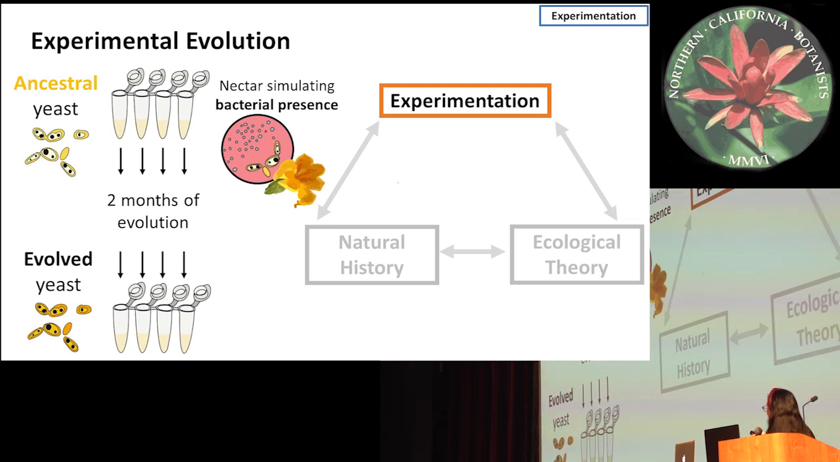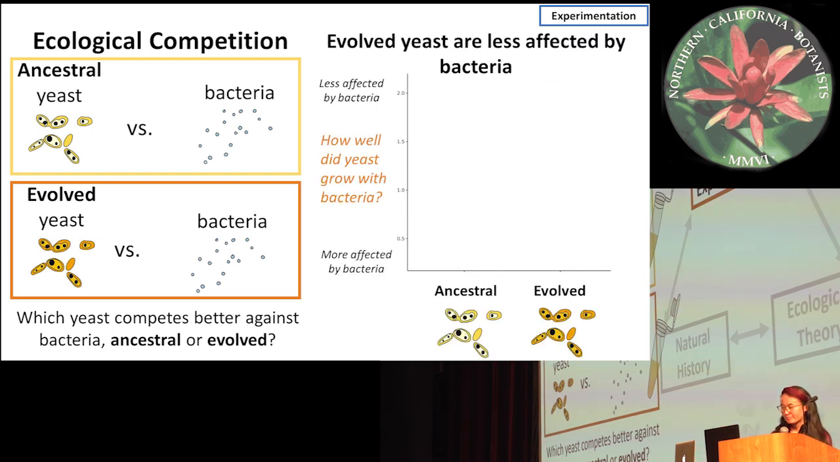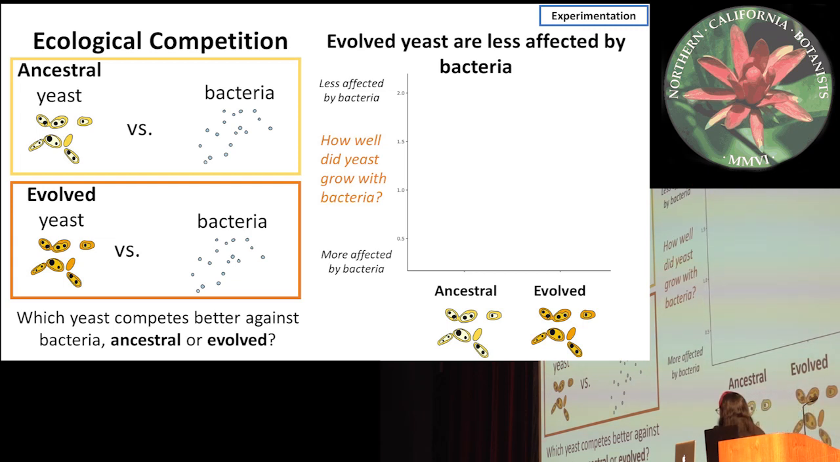Once we had this ancestral and evolved yeast, we did competition experiments, competing them against the same bacteria to address the question: which yeast competes better against bacteria? The ancestral yeast that we got from the field at the beginning of the season, or this evolved yeast that should be better at competing against bacteria? We grew them together, and then we measured the density of both bacteria and yeast to ask how well did the yeast grow with bacteria, comparing ancestral and evolved.